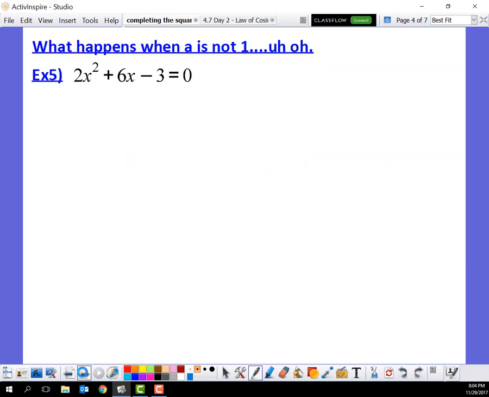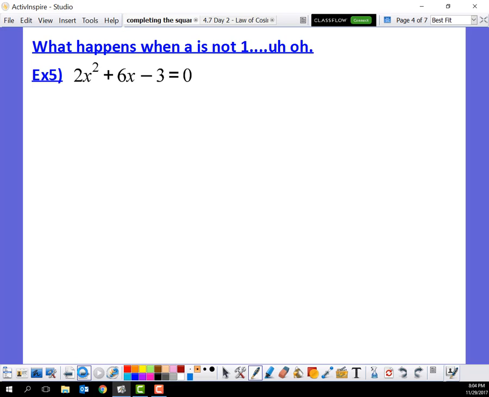Now let's have some fun. Let's see what happens when a is not 1. Uh-oh. America's favorite pastime is completing the square when a is not 1. Okay? If you can get this, this is hands down the hardest part of this entire chapter. Okay? So here we go.